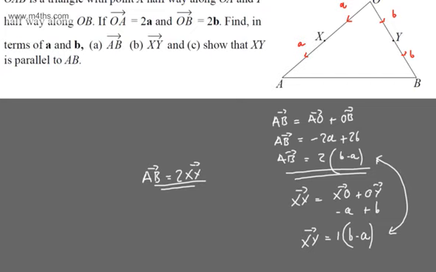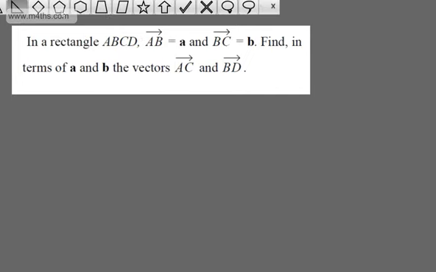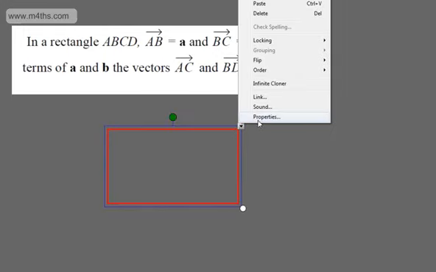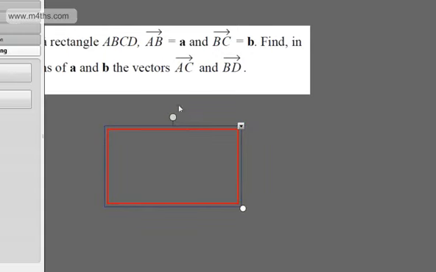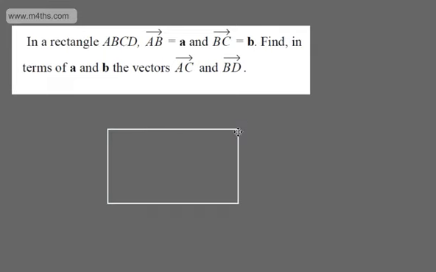Okay, let's finish with one more. It says in a rectangle ABCD, vector AB is A, vector BC is B. Find in terms of A and B the vectors AC and BD. If you're ever stuck with this, a quick sketch should sort you out. So what we'll do, we'll quickly sketch this up. In fact, let's change the colour of that. That looks awful. Let's go for a white. So there we go. That'll do.